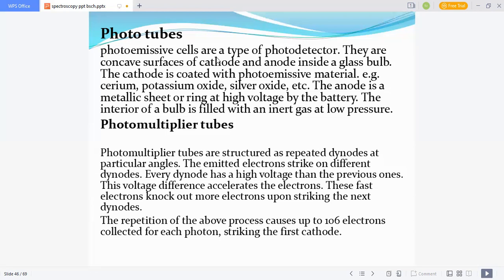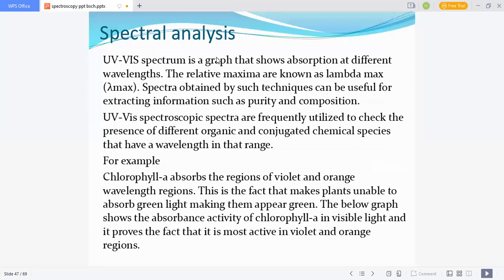Photomultiplier tubes. Photomultiplier tubes are structures with repeated dynodes at particular angles. The emitted electrons strike the different dynodes. Every dynode has a higher voltage than the previous one. This voltage difference accelerates the electrons, and the electrons knock out more electrons, which strike the next dynode. The repetition of this process produces up to 10^6 electrons collected for each photon striking the first cathode. Move to the next, spectral analysis.